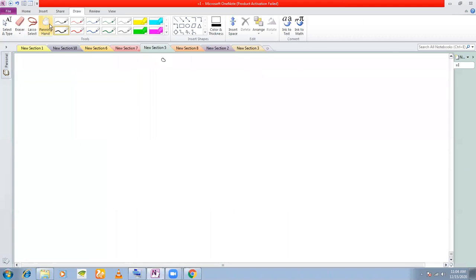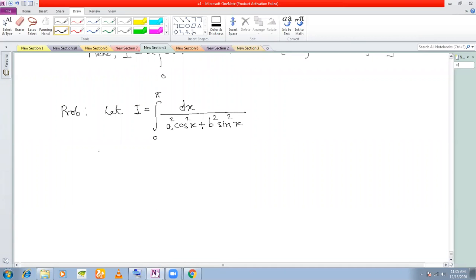This was one. Let's see one more example from this property. Let I is equal to the integral from 0 to pi of dx by a square cos square x plus b square sin square x. So I assume here let fx is equal to 1 by a square cos square x plus b square sin square x.